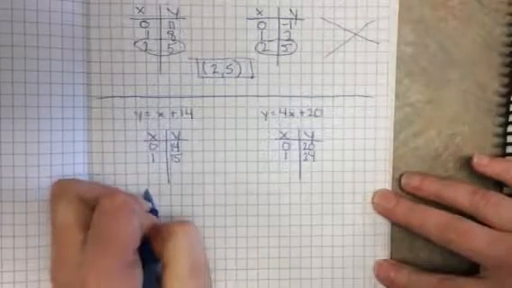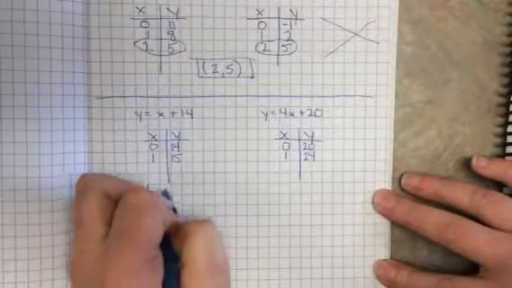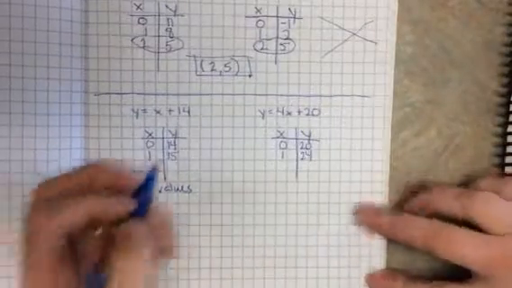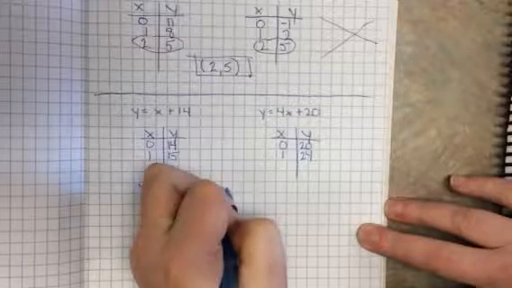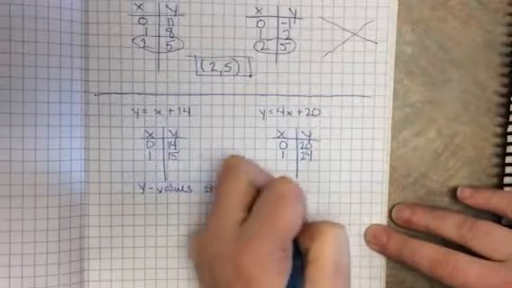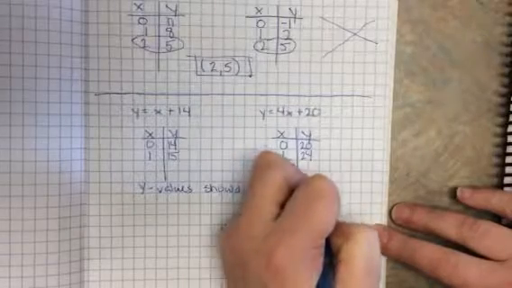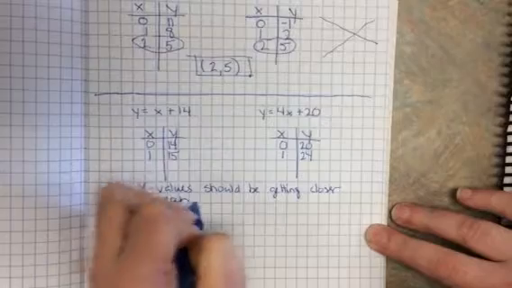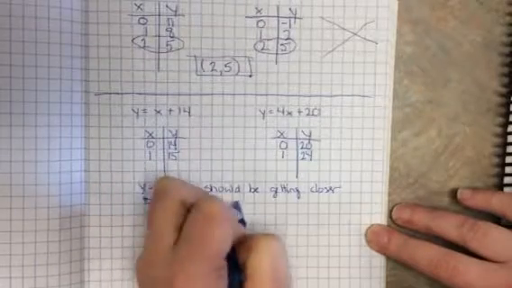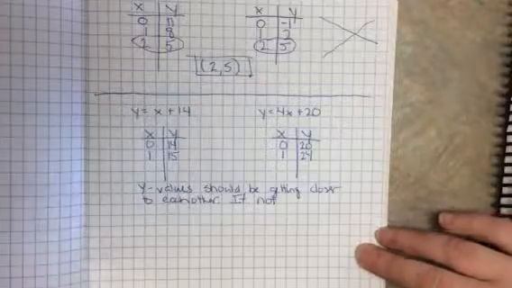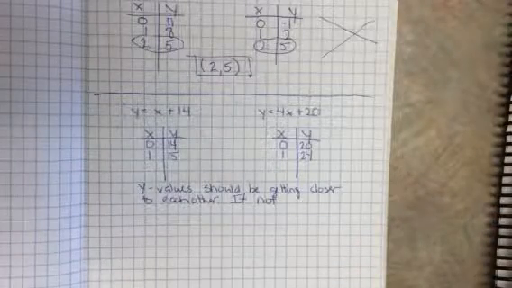So the y values should be getting closer together if you're moving towards the intersection point. So we'll say closer to each other. If not, we need to go the other way. Otherwise, we're moving away from where they meet up, not towards it.